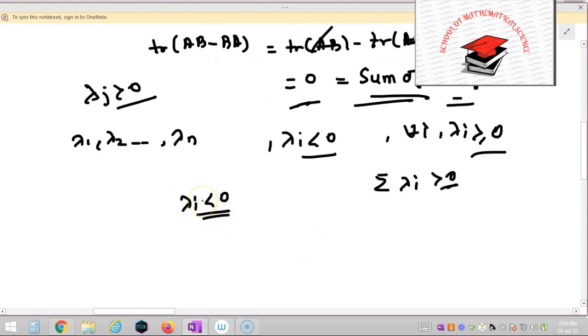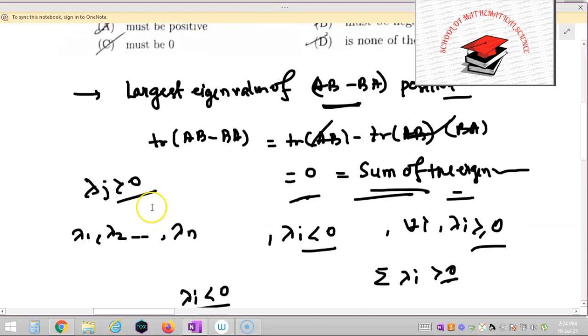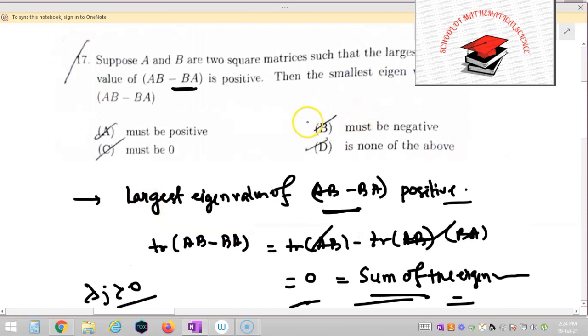So there exists i such that lambda i less than 0, then the smallest eigenvalue is less than or equal to lambda i, so that must be negative. So the smallest eigenvalue of this must be negative. So we have solved the question number 17. Now let us solve the question number 18.